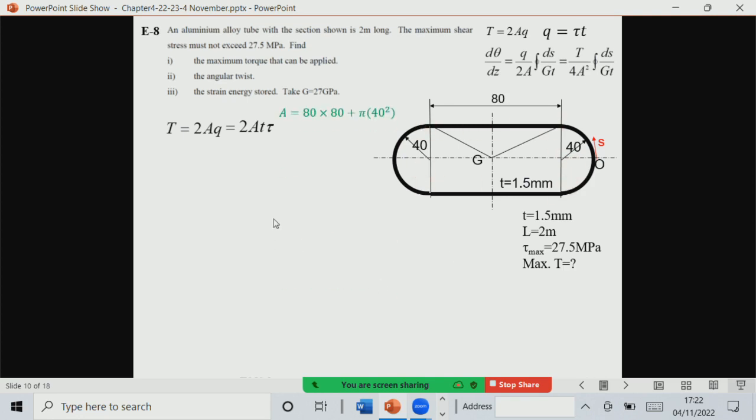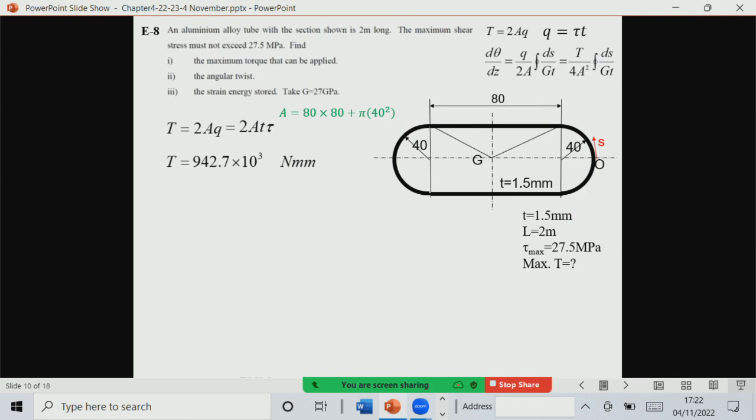So we've got a rectangle, which is 80 by 80. And I've got a full circle, two half circles make a full circle. So from there you calculate A, substitute in this equation, you've got t, which is 1.5, so from there you calculate T, the torque applied must be 942.7 newton meters.